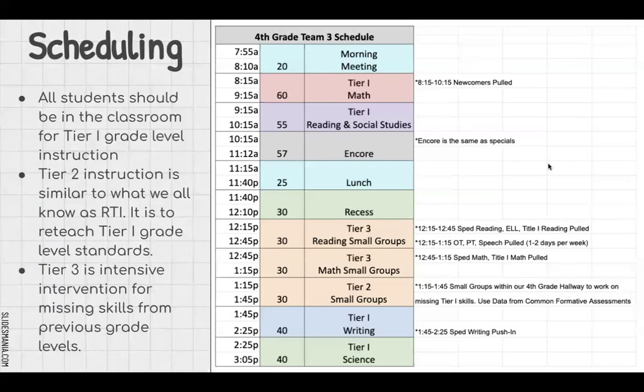This is what a schedule would look like in maybe an elementary grade level. Students would be having the same class, like you would be teaching the same topic every single day, like maybe junior high or middle school. Tier 1 math, all students should be in the room getting that grade level instruction. Same with tier 1 reading and social studies, tier 1 writing, and tier 1 science. If students are not meeting their needs here, they're going to be addressed in tier 2 small groups.